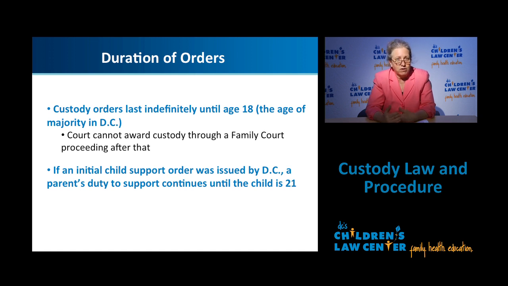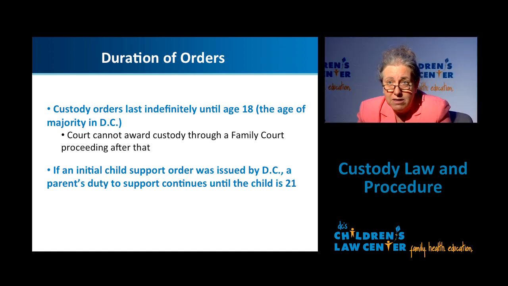So family court cannot award custody of someone over 18. The judges have no power to do that. So if there's an existing order, it ends by operation of law automatically as of age 18. And if, for example, a child was 17 at the time that a complaint was filed but turns 18 before the case is resolved, most judges will tell you that it's a moot point and will not enter a custody order at that point.